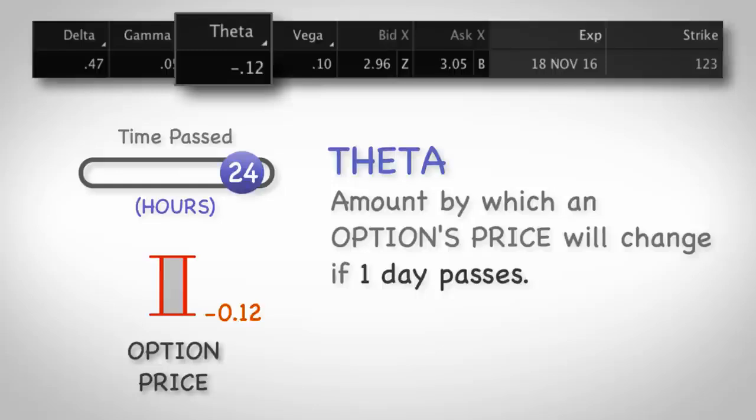Now keep in mind, this doesn't mean that this option will for sure be 12 cents lower tomorrow, because remember, all 3 of these factors will affect an option's price each day. What this does mean is that if the stock's price doesn't move and implied volatility doesn't change, then the option's price should be 12 cents lower than it is now.